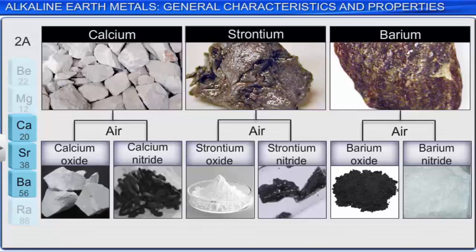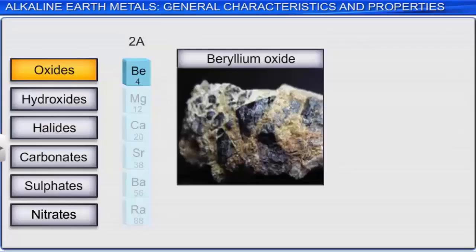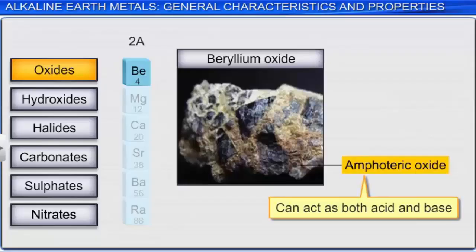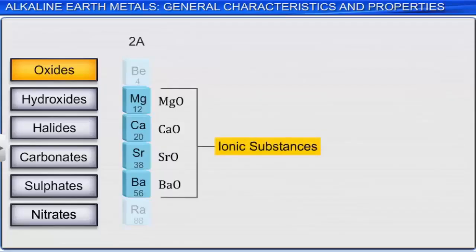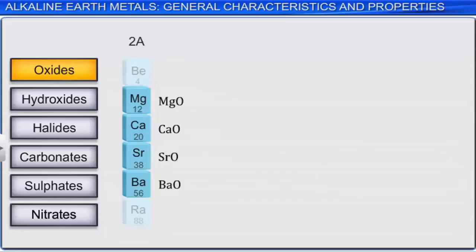Beryllium oxide is essentially covalent in character. It is an amphoteric oxide, meaning it can act both as an acid and as a base. The other group 2 metal oxides are essentially ionic substances, and the basic nature of oxides increases from magnesium to barium, with the exception of beryllium oxide. The group 2 metal oxides are basic anhydrides.